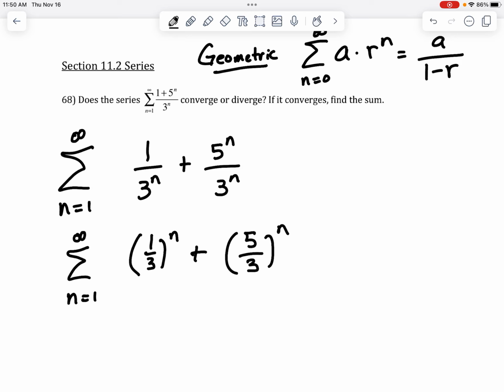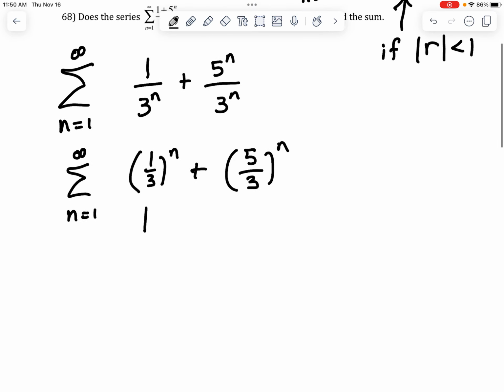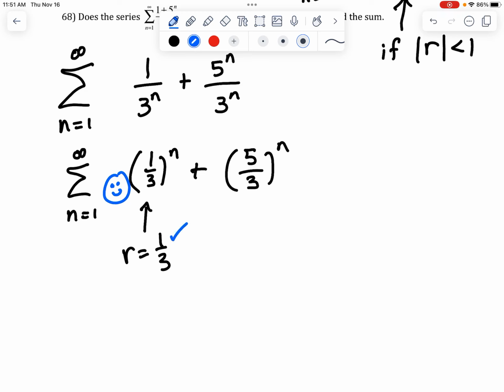And the only way that a geometric series converges is if the r, when you take absolute value, is less than 1. So with this one, it's basically two series. With this one, the r is equal to 1/3. That means the first one, which is then going to get a nice blue smiley face, converges. The r is less than 1. But for the second one, the r is 5/3, and because that is bigger than 1, it diverges.